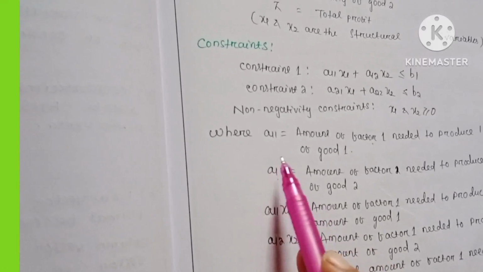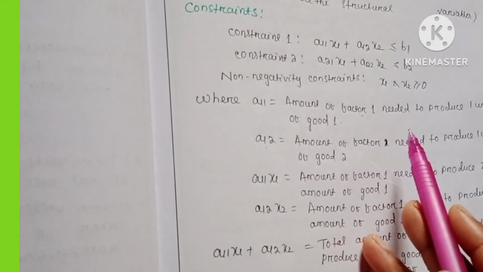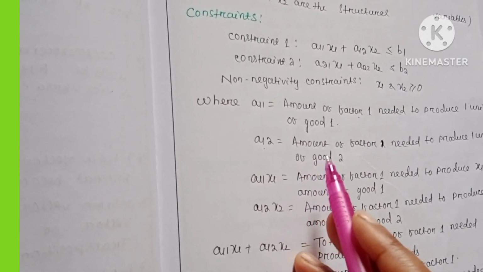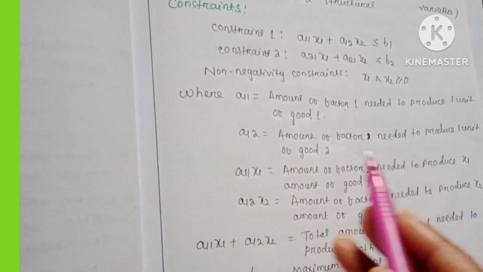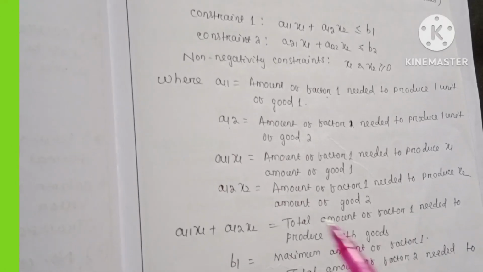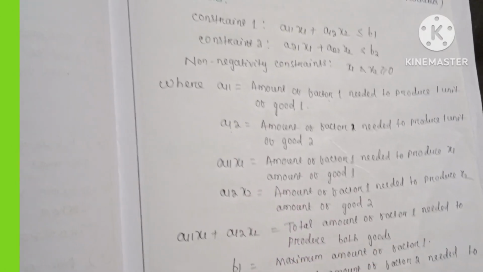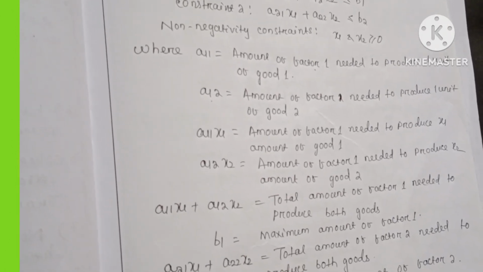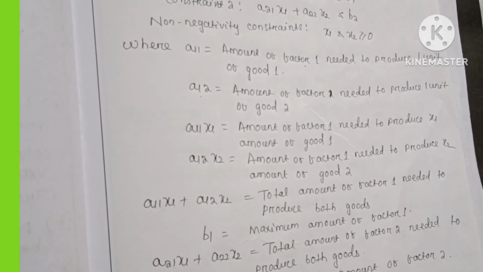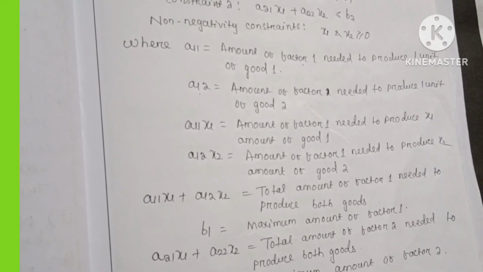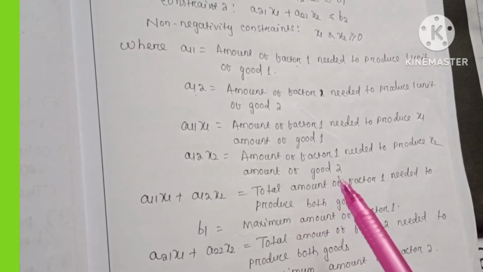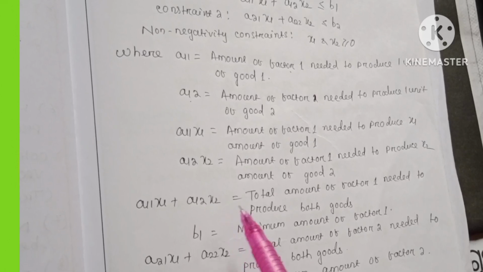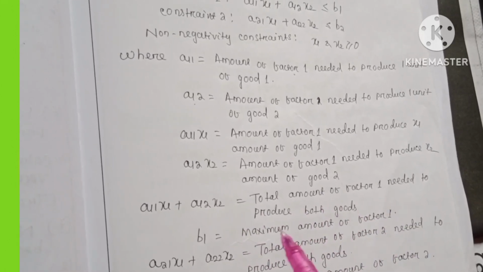Let's see. a11 represents the amount of factor 1 needed to produce 1 unit of good 1. Okay, and a12 represents the amount of factor 1 needed to produce 1 unit of good 2. And a11x1 represents the amount of factor 1 needed to produce x1 amount of good 1. And a12x2 represents the amount of factor 1 needed to produce x2 amount of good 2. And a11x1 plus a12x2 represents the total amount of factor 1 needed to produce both goods.